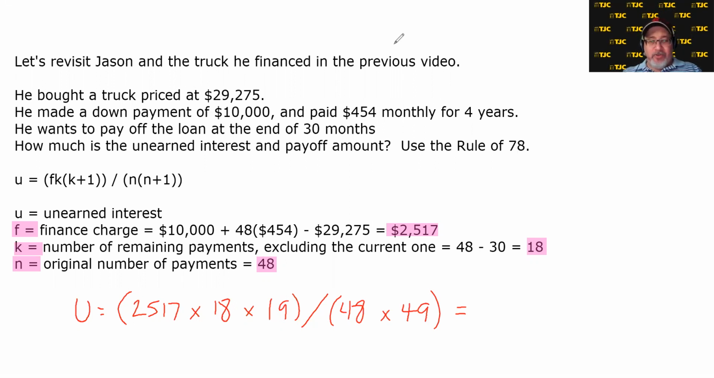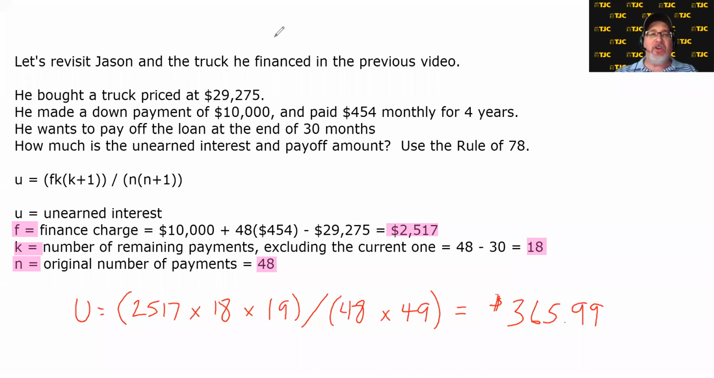Parentheses, 2,517 times 18 times 19, close parentheses, divided by, open parentheses, 48 times 49, close parentheses, equals $365.99. That is our unearned interest using the rule of 78.